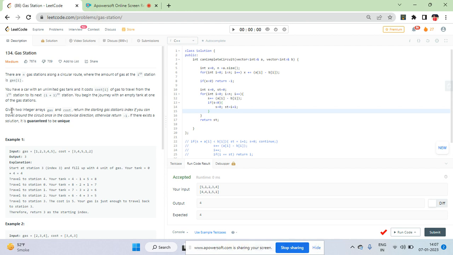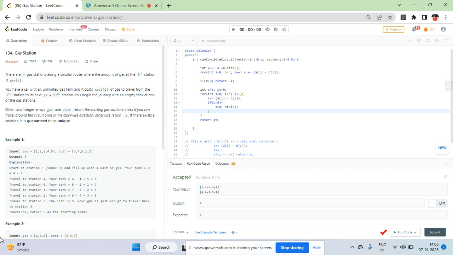Basically, you have been given this gas array and this cost array. The gas array represents how much gas a particular station has, and the cost array is the cost of the gas to travel from the ith to the i plus 1 station. To go from this station to the next, you need at least 3 amount of gas, and you need to say whether you can move in a circular route or not, whether you can visit all the stations or not.